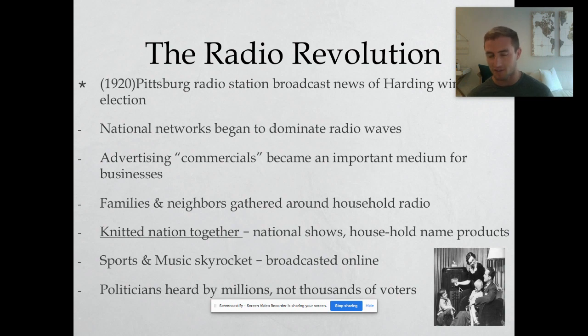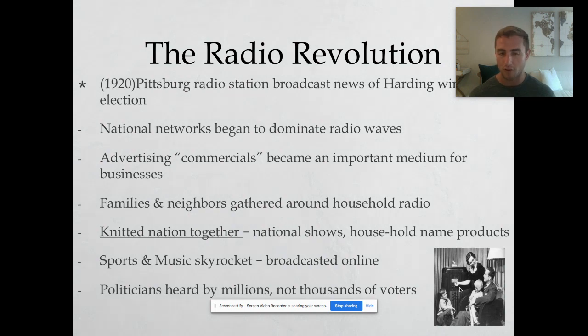In the 1950s, it's television. And the radio is absolutely mass media in the 1920s and adds to a mass consumer culture of advertising and consumerism. A Pittsburgh radio broadcast in 1920 is going to broadcast the news of Harding winning the election. And then national networks develop the technology to broadcast across the country.